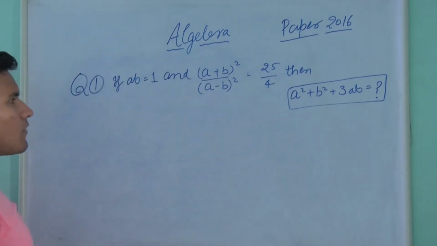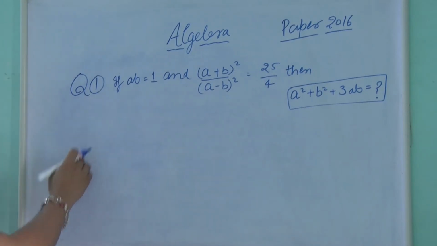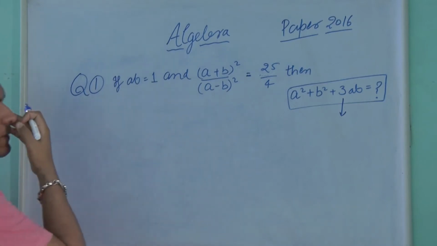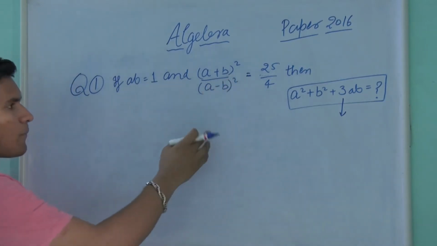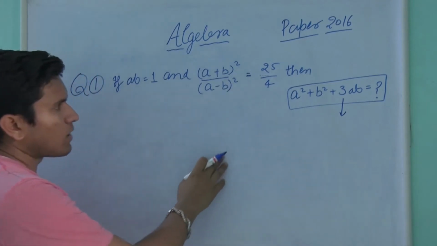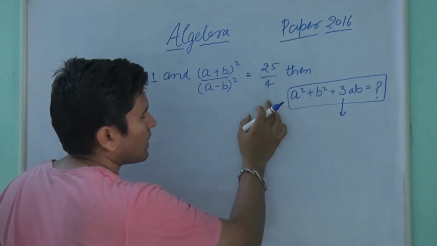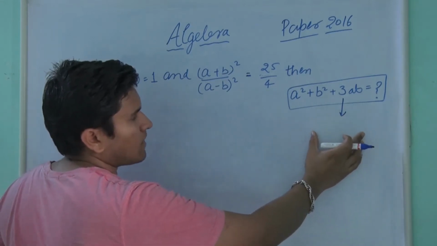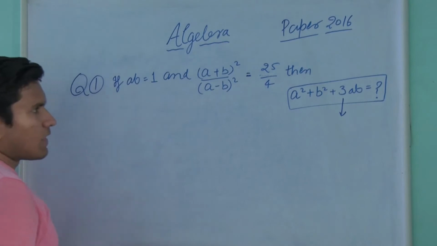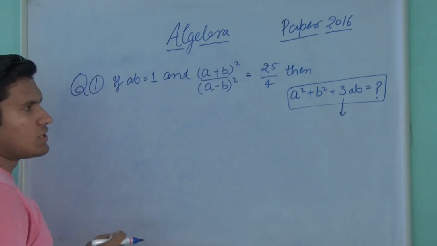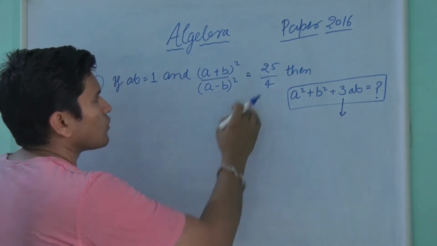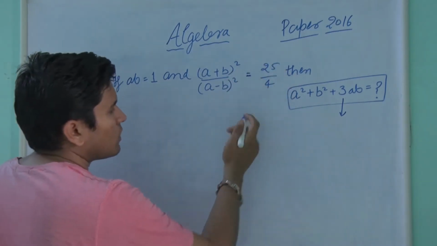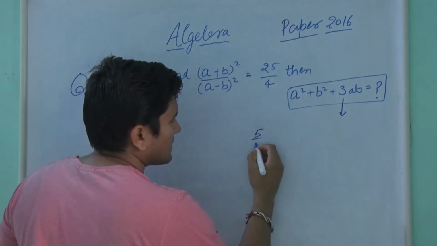So here we have question number one. We are given a into b is equal to 1, and (a plus b) whole square upon (a minus b) whole square is equal to 25/4, and we have to find the result of a square plus b square plus 3ab. There is a very short method for this kind of question. You can figure out that this is the square of 5 and this is the square of 2, so write it as it is.